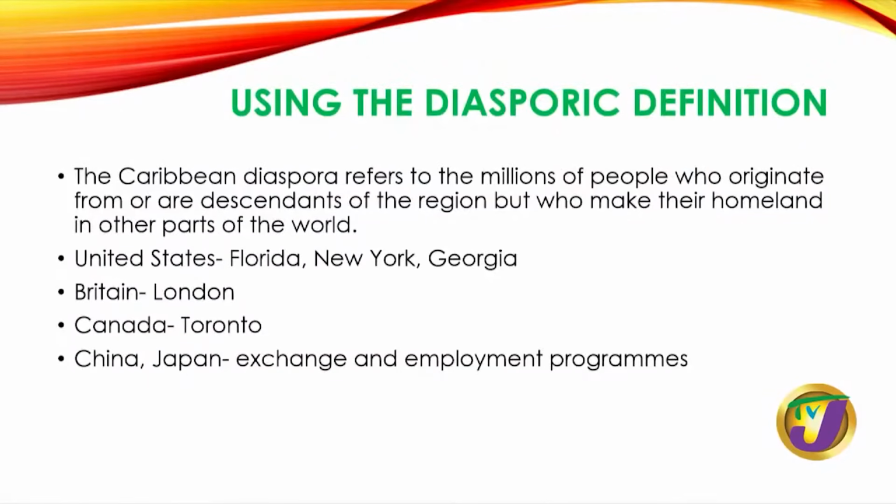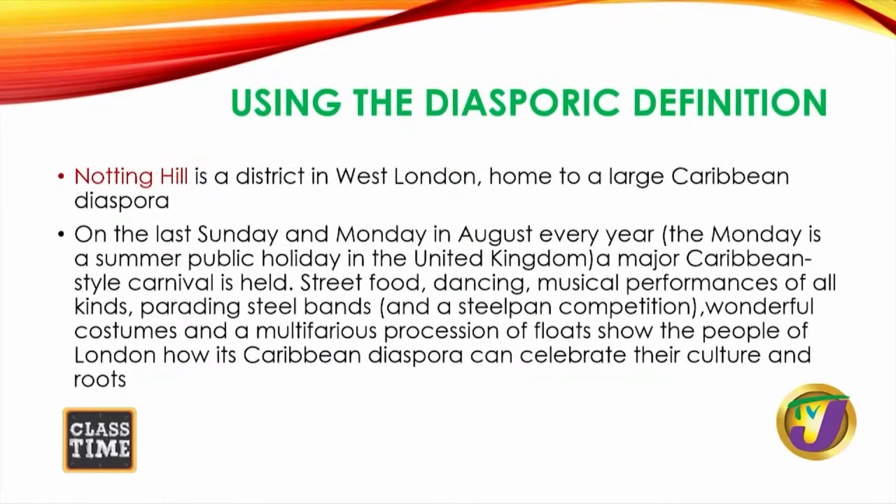We're using the diasporic definition. And we're talking about Caribbean people who live in other parts of the world, right? And I think you should know that there are more Caribbean people who live outside of the region than those who live within the region. So we're talking about the United States, in Florida, New York, Britain, Canada, now China and Japan. Yes, we have a lot of Caribbean people who go there now, working as exchange or in work programs, teachers, all right?